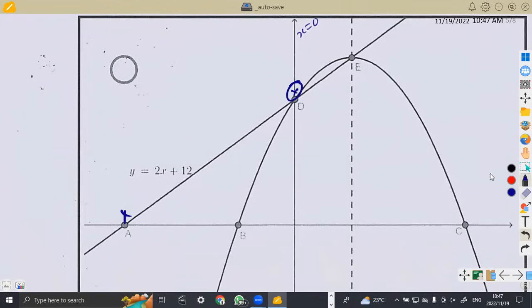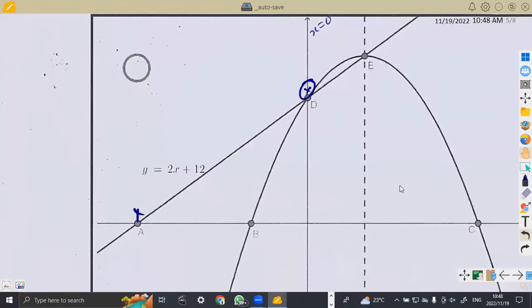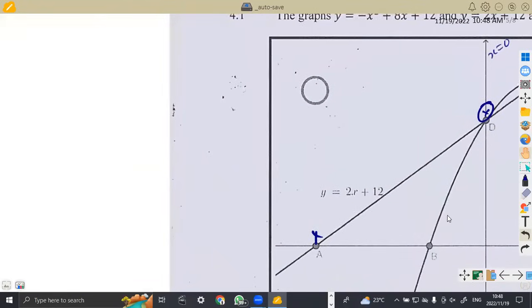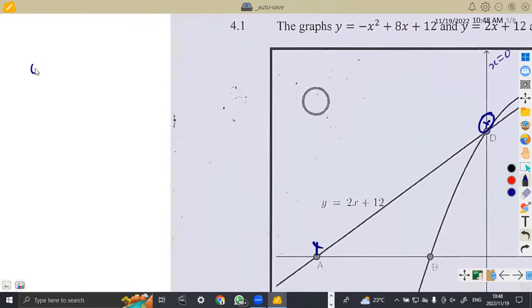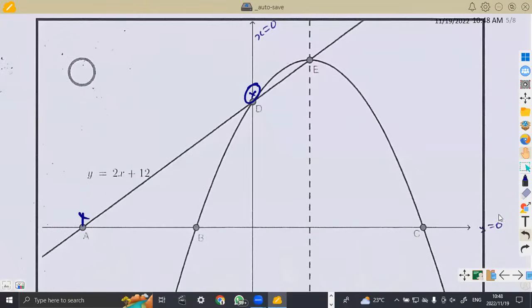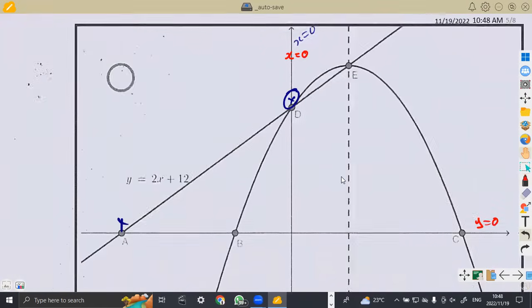This is taken from the line, question 4.11. So from the line y is equal to 2x plus 12, A here is actually the x-intercept, and D is the y-intercept. And we know that on the x-axis, y is equal to 0 as usual, and on the y-axis, x is equal to 0. So that was the idea that we are going to use.